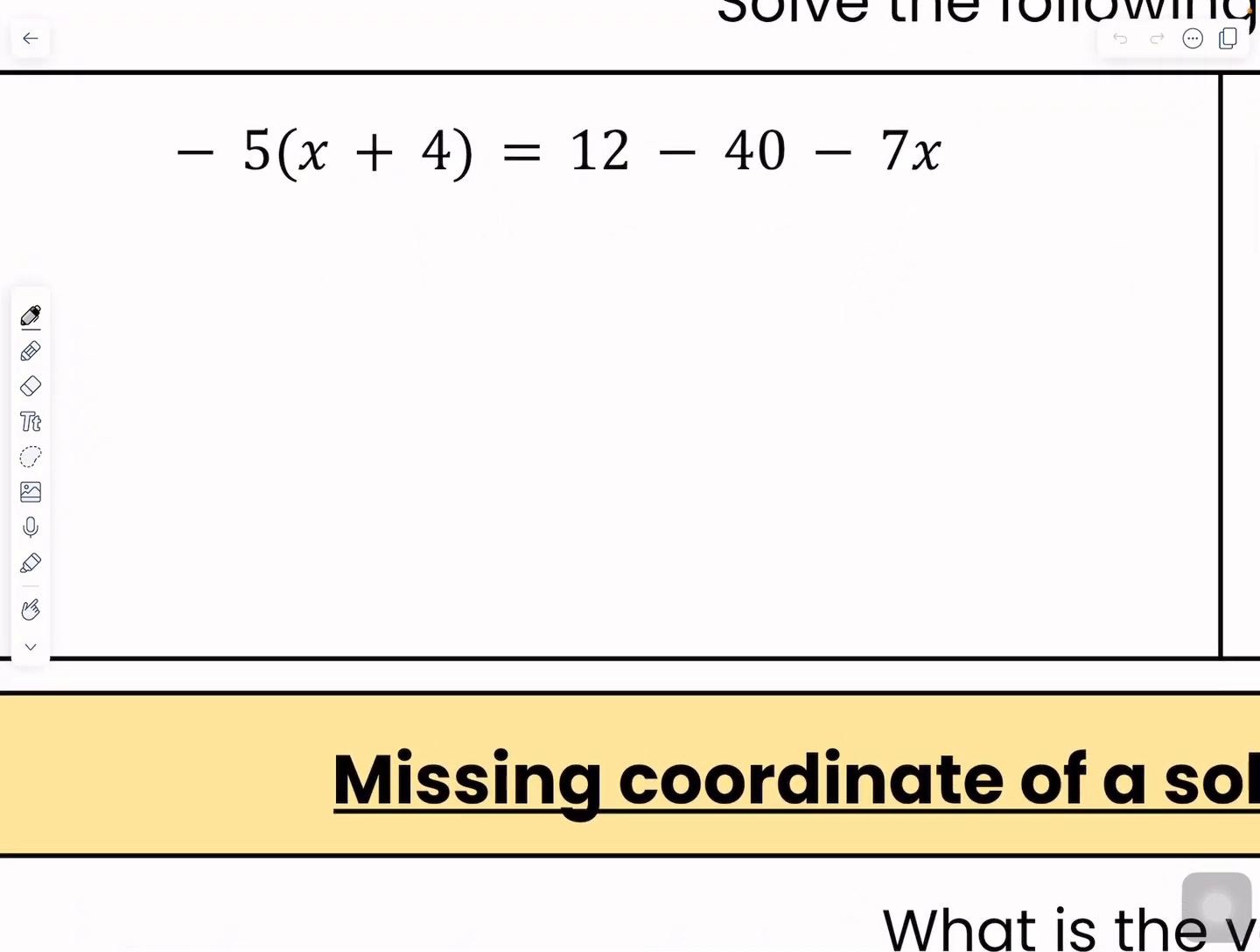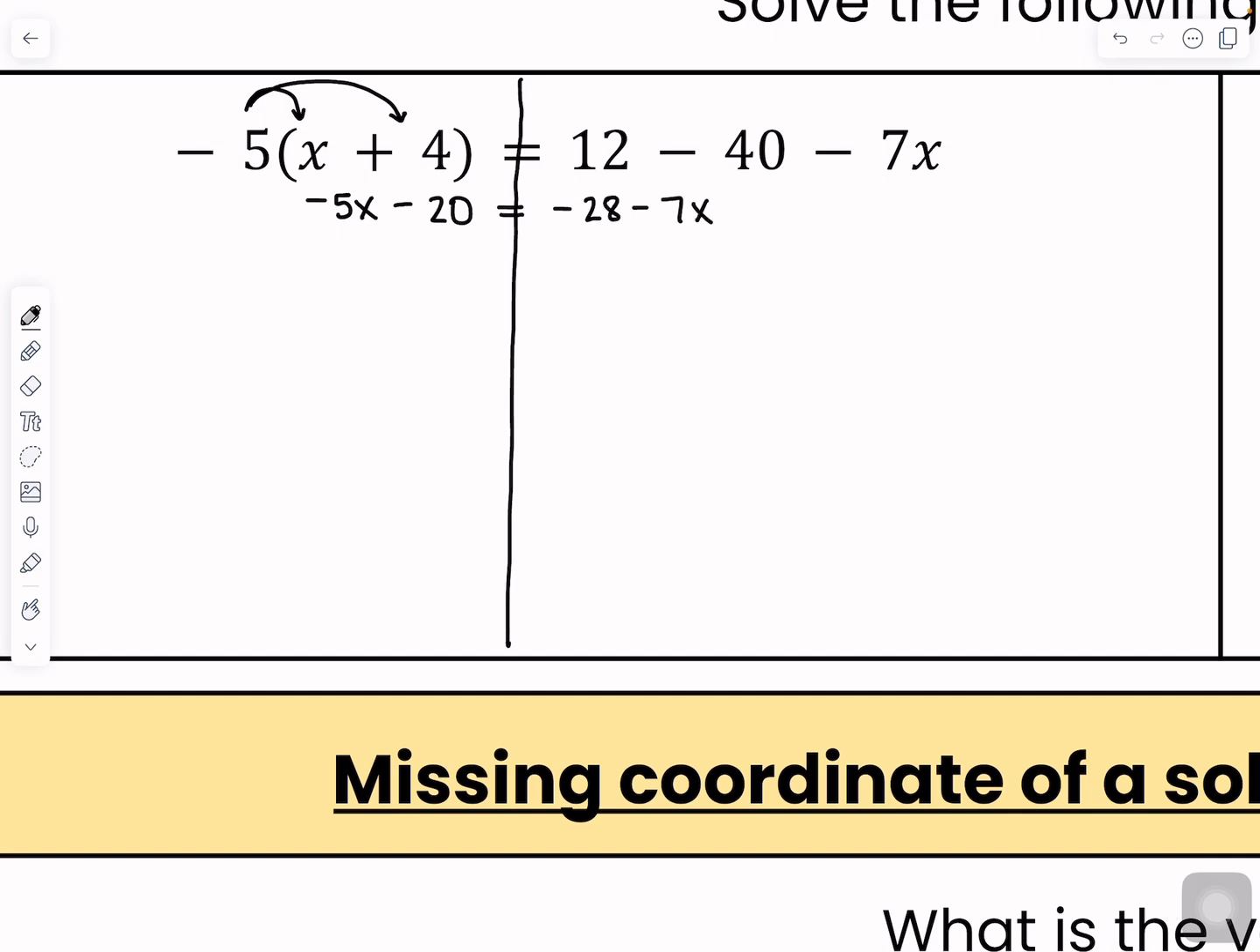Negative 5 times (x plus 4) equals 12 minus 40 minus 7x. We need to make sure to distribute the negative 5 on the left-hand side of the equation. Remember, negative 5 times x is negative 5x, and negative 5 times 4 is negative 20. On the right-hand side of the equation, we need to remember to combine like terms. 12 minus 40 gives us negative 28, and we'll bring down the negative 7x.